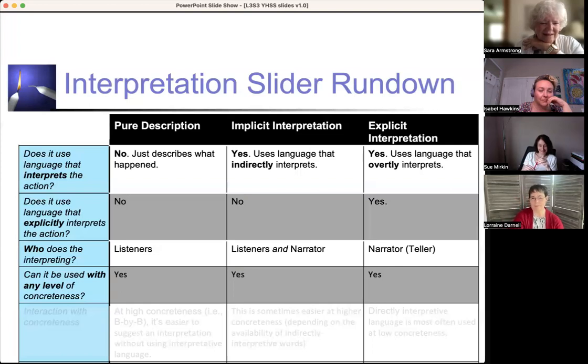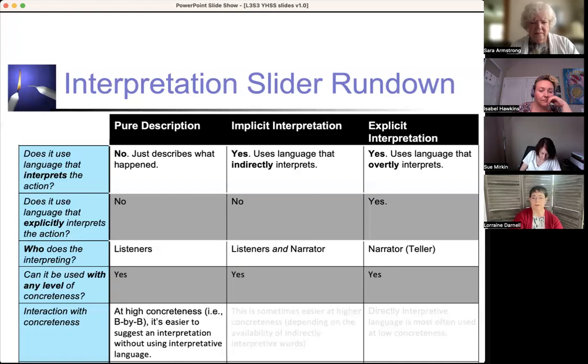So next, final question. Is there an interaction between one of these levels of interpretation and concreteness? Do they change in some way when the action is more or less concrete? That's a good question. I don't expect you to have the answer to that because you've never thought of it before. But in terms of high concreteness, like blow by blow, it's easier to suggest an interpretation without using interpretive language, because you get to have all these other little action verbs and so on in there that add up to something that suggests an interpretation.